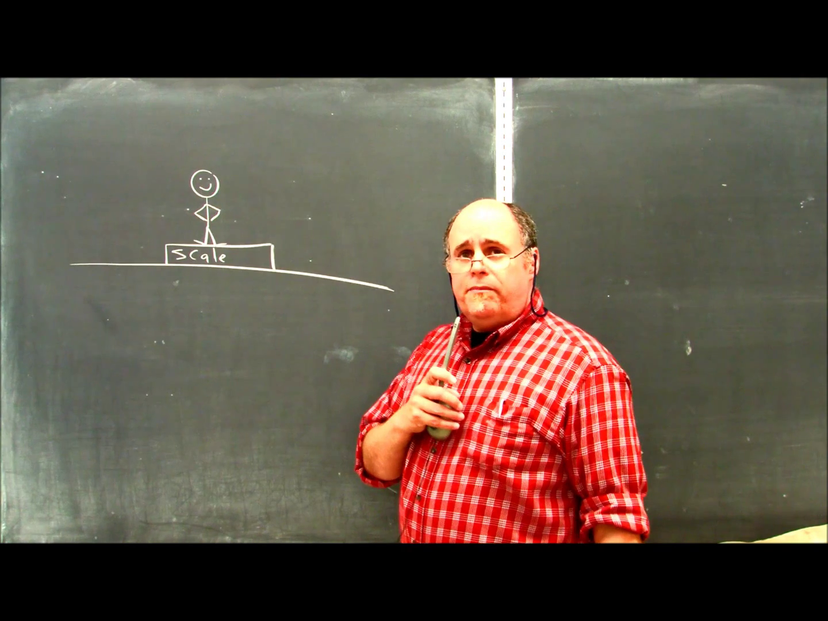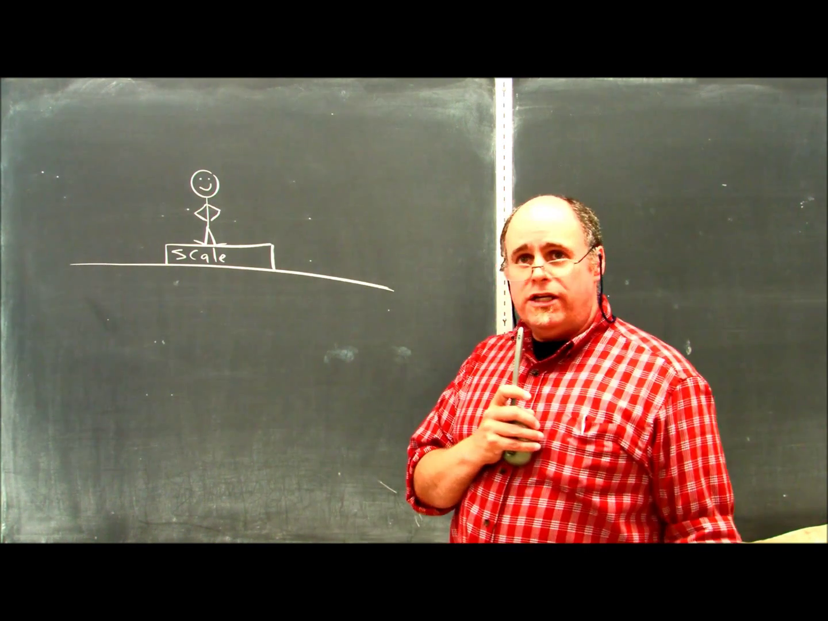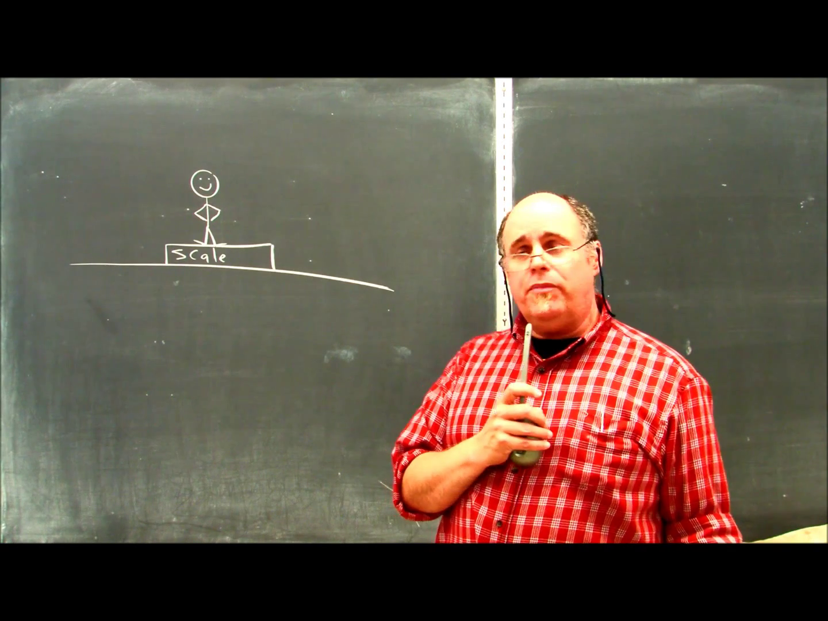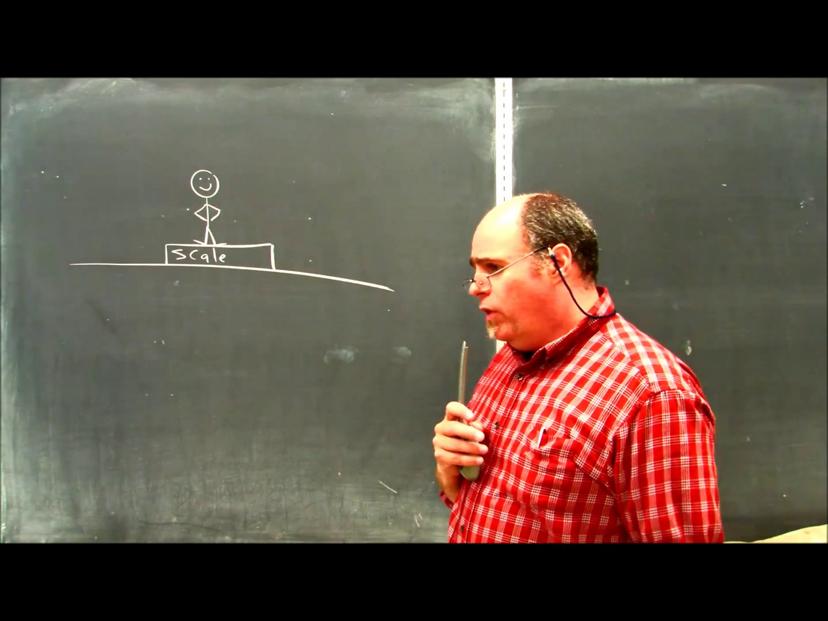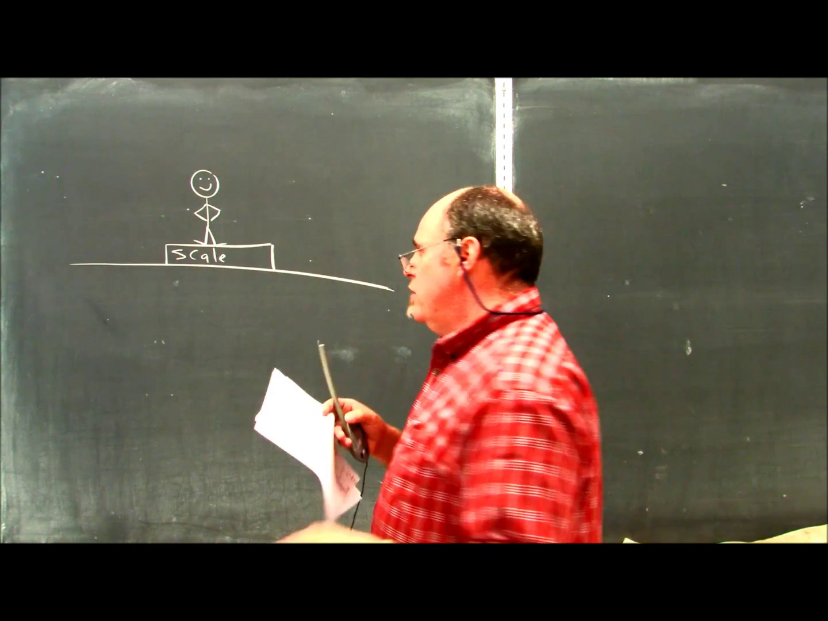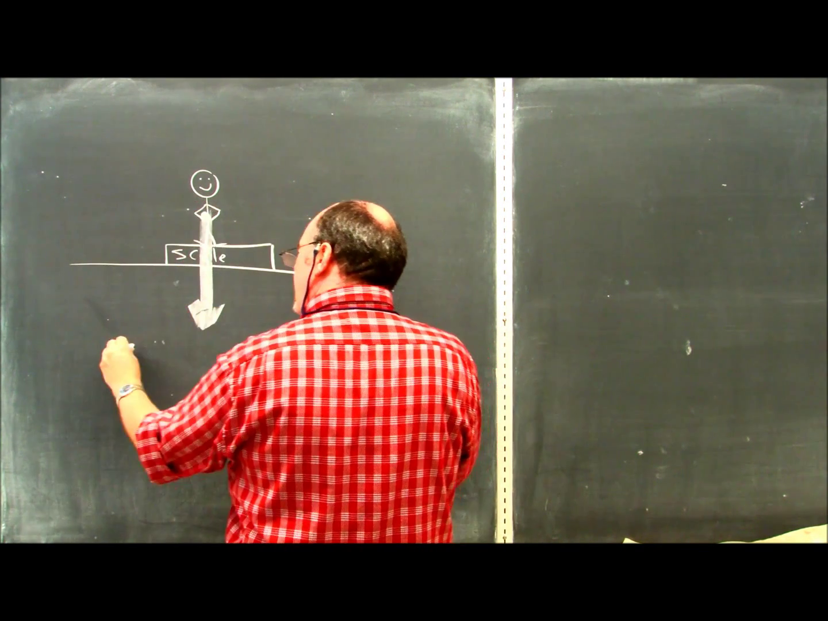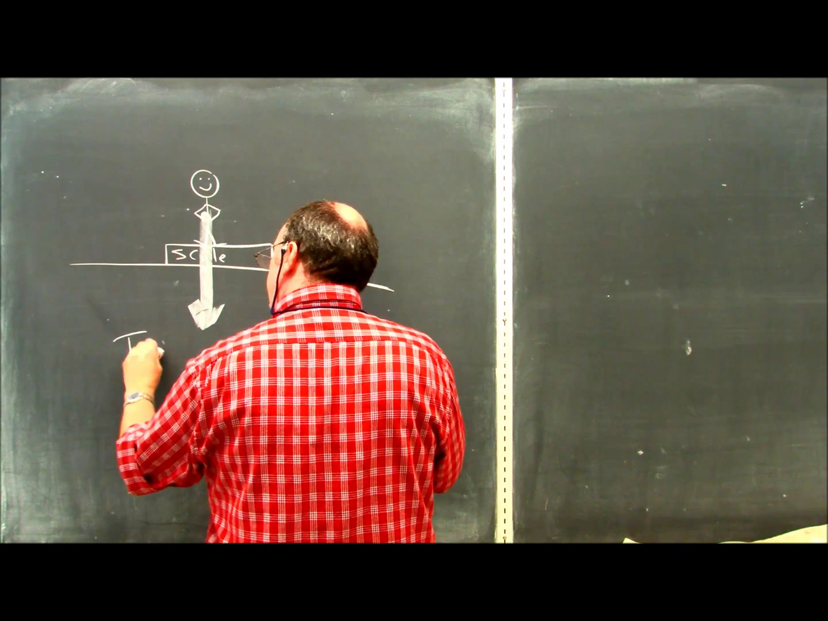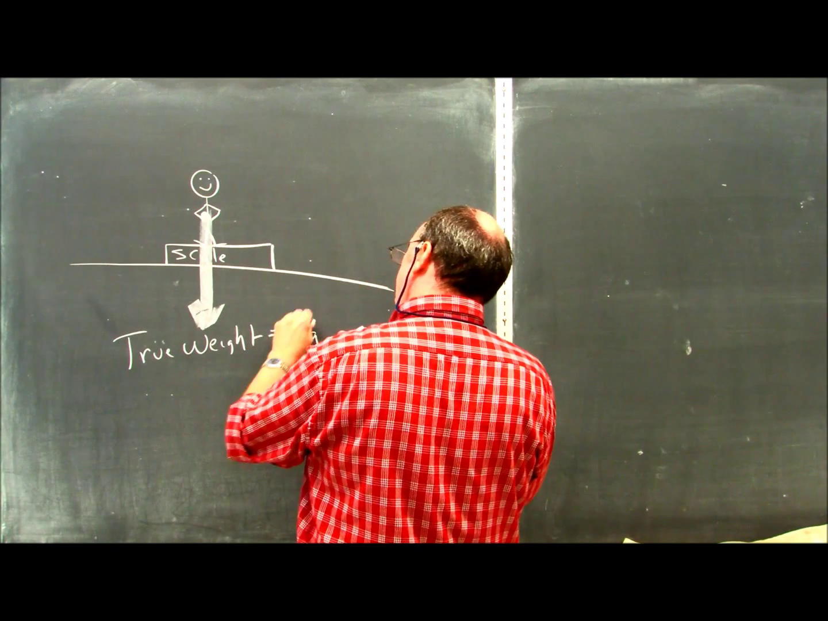A lot of physics problems ask something about the apparent weight. How heavy does the person feel that they weigh? And your apparent weight is not the exact same as your true weight. Your true weight never changes. So the true weight goes from the center of your being, and you draw a line straight down, and this would be your true weight, which is just your mass times the gravity.